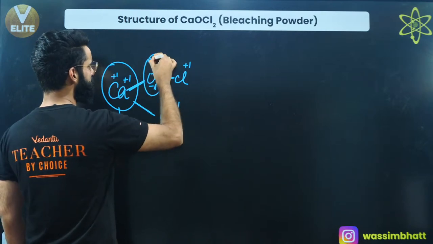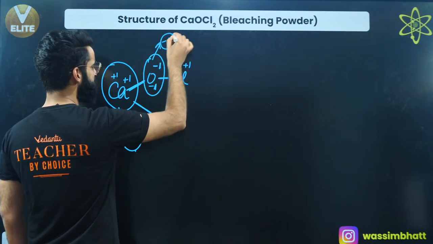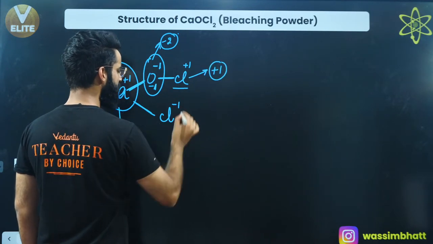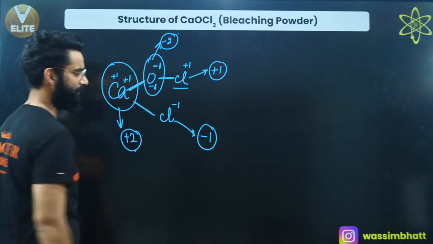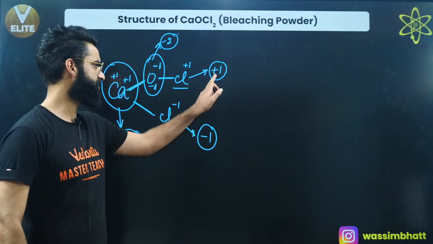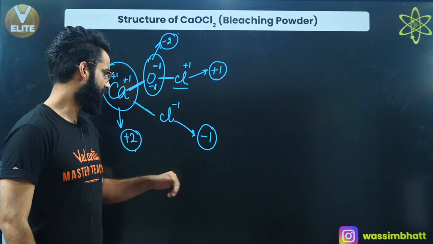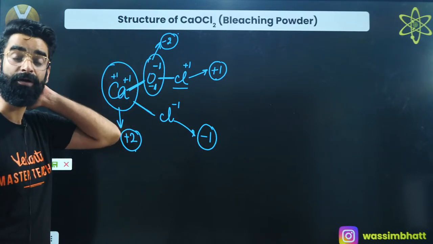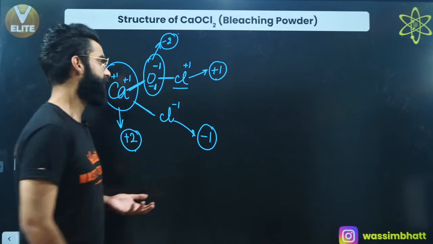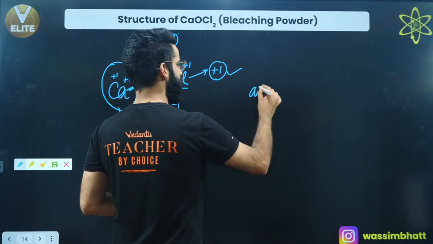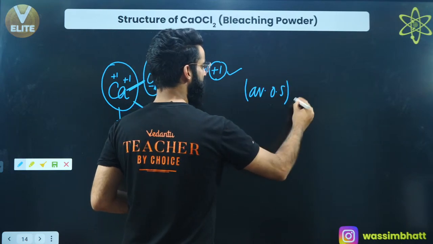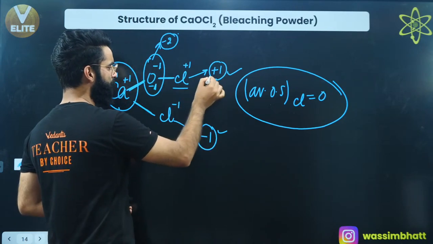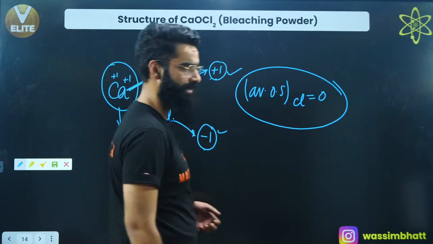What is the net charge present on this oxygen? You'll clearly say it's -2. So -2 is the oxidation state of this oxygen. And similarly, +1 is the oxidation state of this chlorine. And -1 is the oxidation state of this chlorine, right? So one of the chlorine has got the oxidation state of +1, and one of the chlorine is having the oxidation state of -1. So if I ask you, in this bleaching powder, what is the average oxidation state of chlorine? You'll clearly say the average oxidation state of chlorine in bleaching powder is going to be 0, because you have got two chlorine atoms, one carrying +1 charge, another one carrying -1 charge, right?